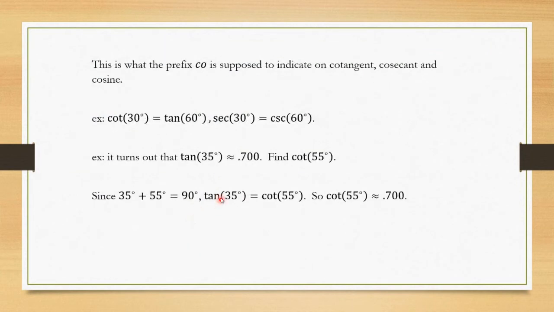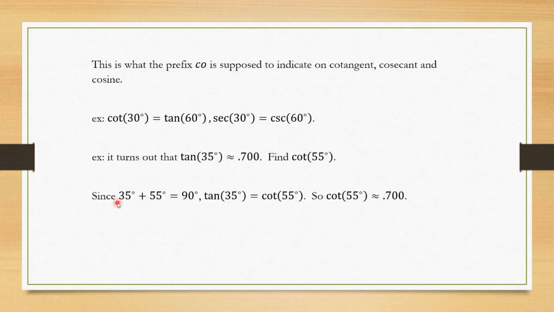We're not going to do too much with this. Again, this is what that prefix co means. And just a quick example. I don't think the book even goes too much into this, but if you do cotangent of 30 degrees and tangent of 60 degrees, you get the same thing. Same thing with secant and cosecant. Just a quick example: if you know tangent of 35 degrees, you can easily get cotangent of 55 degrees. 35 degrees and 55 degrees are complements of each other.